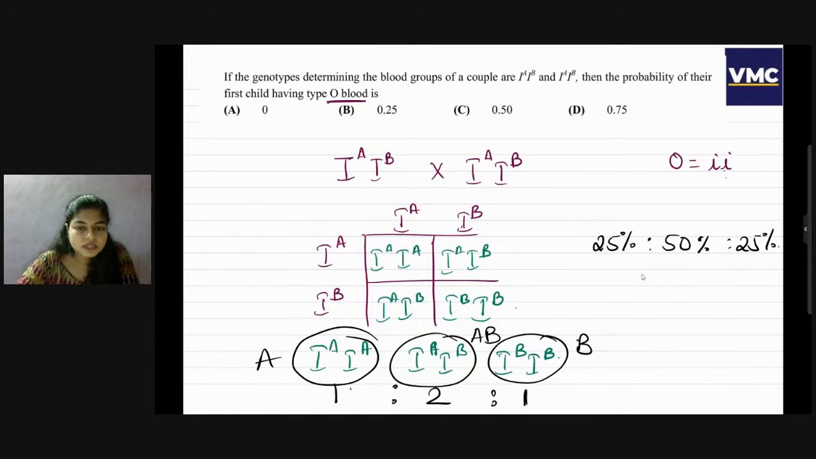Okay, this one is B. So there is no formation of O blood group. Therefore, the answer for this question will be 0. Okay, so A will be the answer over here. So ऐसे simple questions आते हैं from this blood grouping.